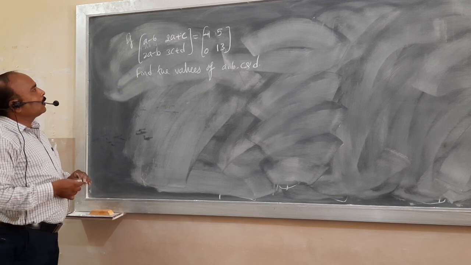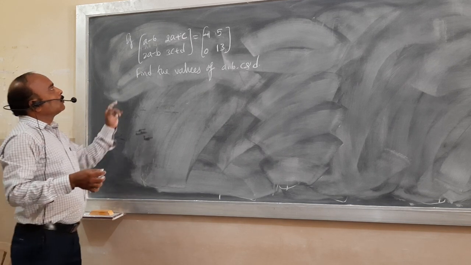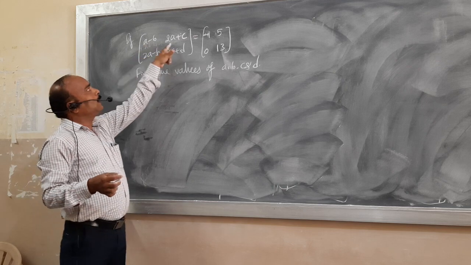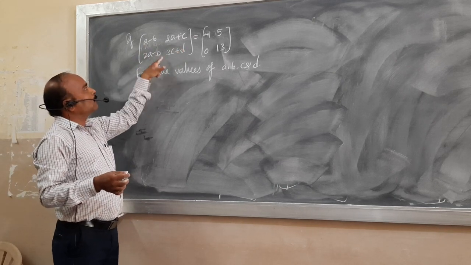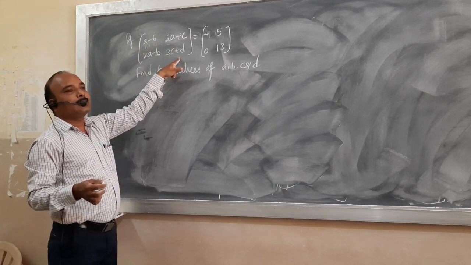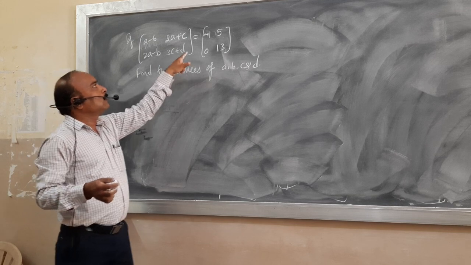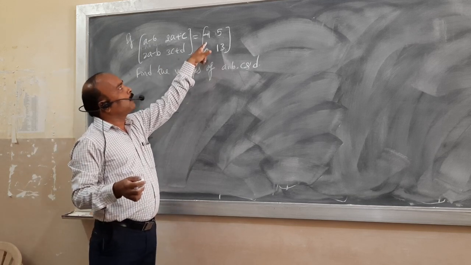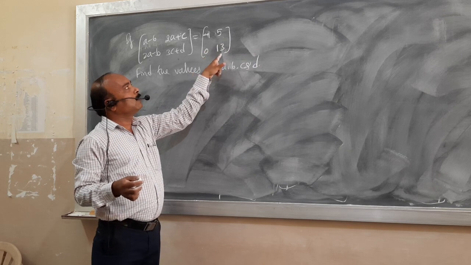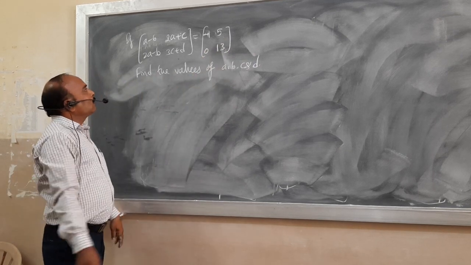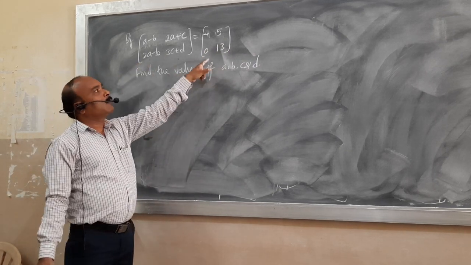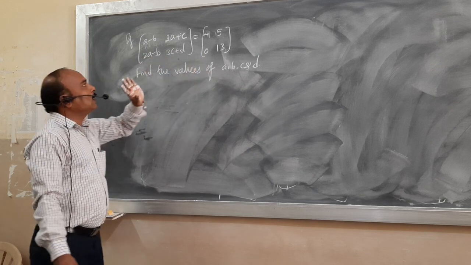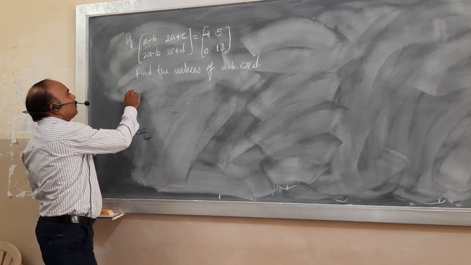Now go for another example. Here it is given that the first matrix, a minus b, 2a plus c, 2a minus b, 3c plus d, is equal to the second matrix, which has the elements minus 1, 5, 0 and 13. Now it is already given that these two are equal matrices. Now directly we take corresponding elements as equal.